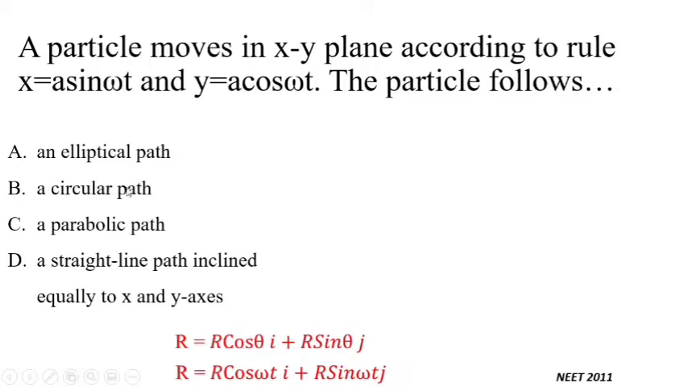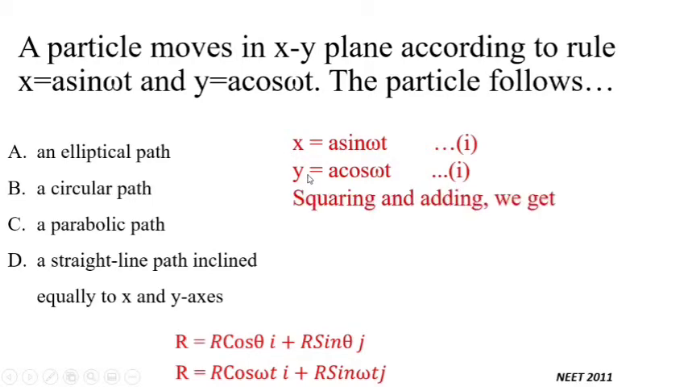But to prove this, we can use these two equations, that is x equal to a sin omega t and the second equation is y equal to a cos omega t. If you square these two equations and add, you will get x square plus y square equal to a square, since sin square omega t plus cos square omega t becomes 1. Here this particular equation is the equation for a circle. That is why we can say that the object is traveling along the circular path. So option B is correct.